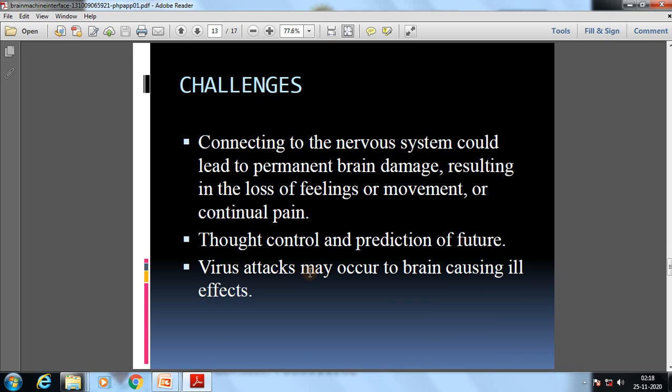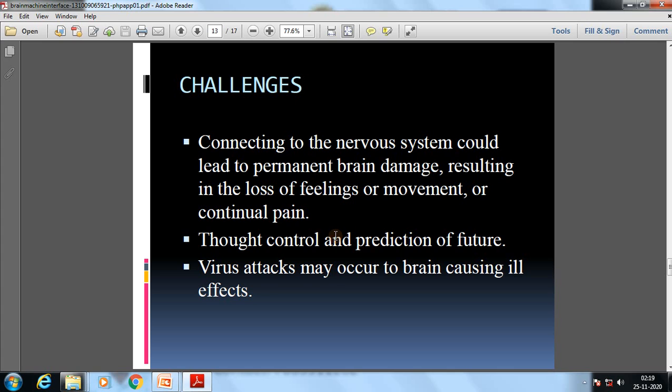Next point. Challenges. Connecting to the nervous system could lead to permanent brain damage, resulting in the loss of feeling or movement or continual pain. Any kind of foreign impulses could create havoc in any human brain. Thought control and prediction of the future can go wrong. Virus attacks may occur to the brain, causing ill effects.